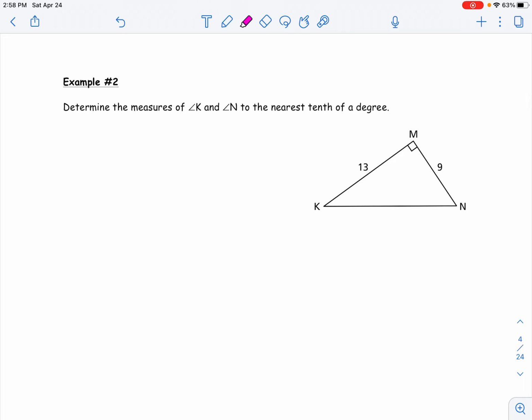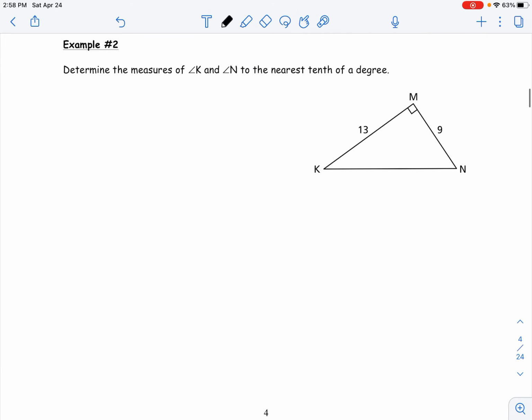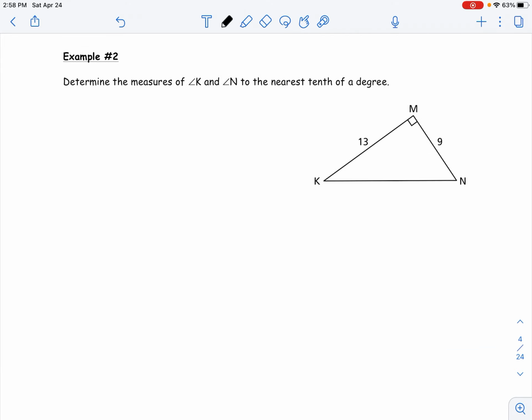Now we're going to determine the measure of angle K. I'm going to show you how to use the ratio of tan to find out your angles. So step 1, we're going to look from angle K. We're going to label it and mark it off. Let's start with angle K.